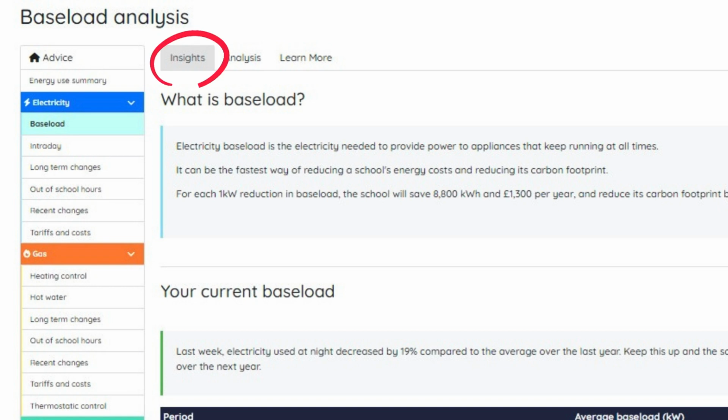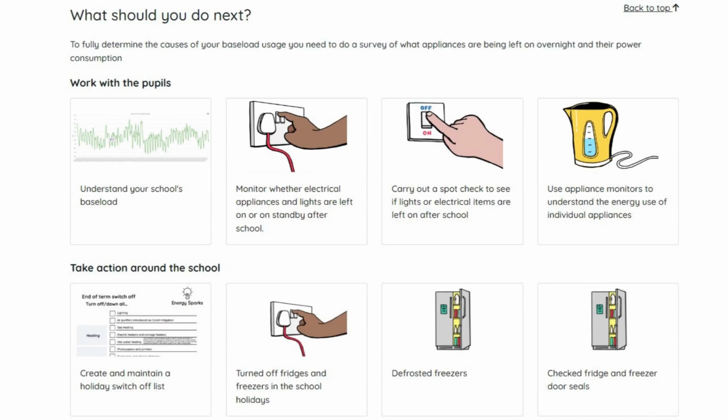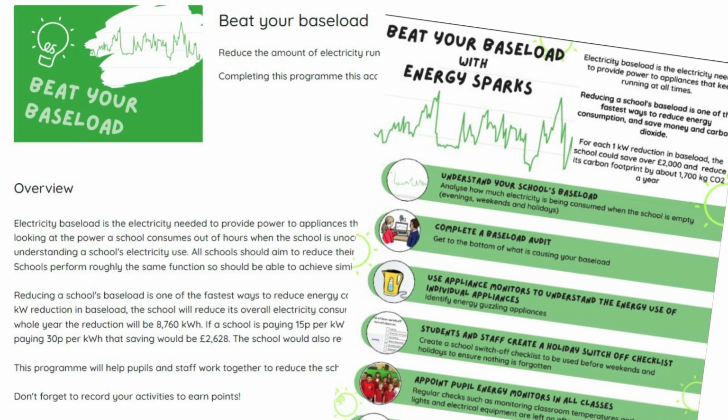Your Insights tabs show some examples of activities your pupils could do or actions your staff could take to reduce your baseload. We also have a programme of activities to try with your pupils to understand, review and reduce your baseload.